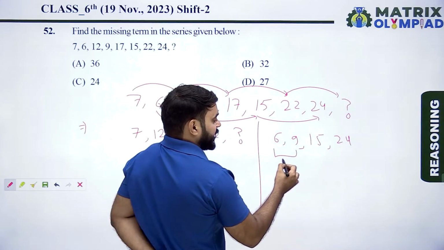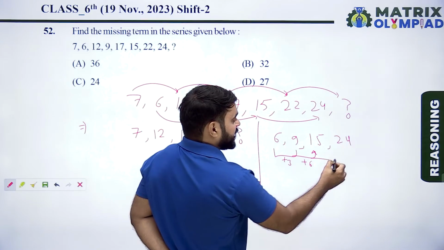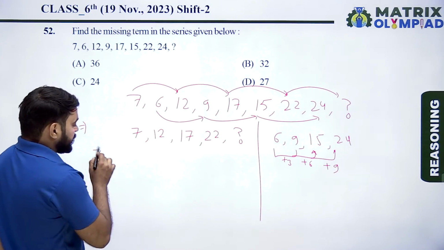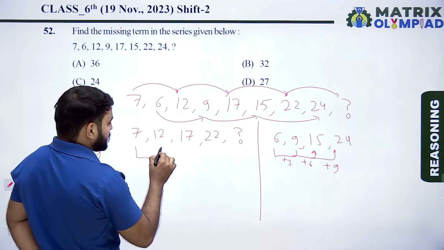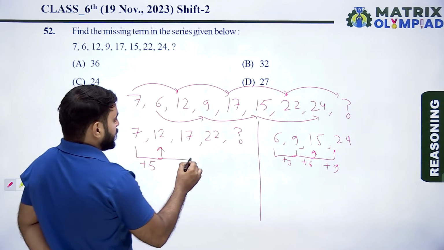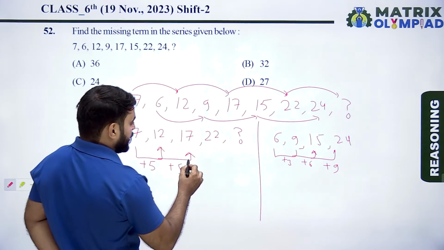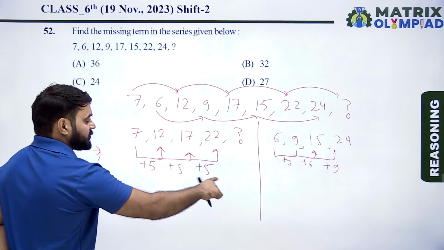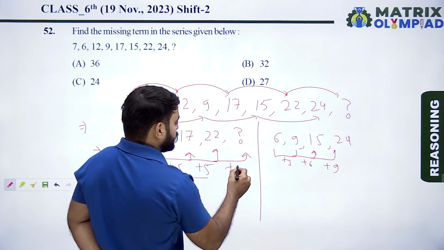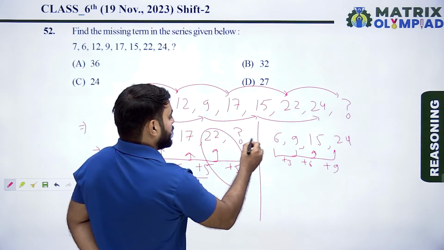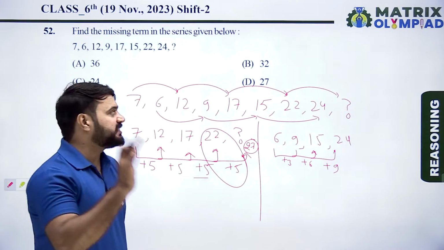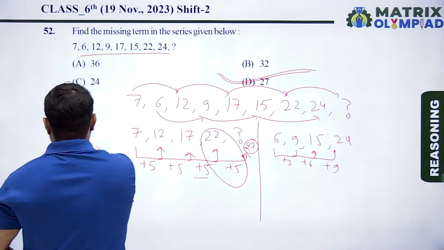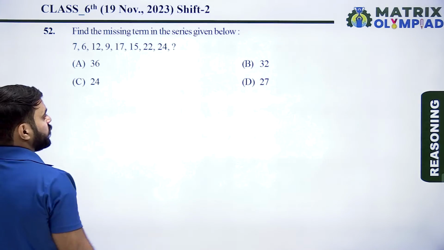So 6 to 9 means plus 3. 9 to 15 means plus 6. 15 to 24 means plus 9. Now in the other series, find the pattern. 7 to 12 means plus 5. 12 to 17 means plus 5. 17 to 22 means again plus 5. Similarly, next 22 plus 5 means 27. So here 27 is the missing number of the given series. So option D is the correct answer of this question. Now let's move on to the next question.